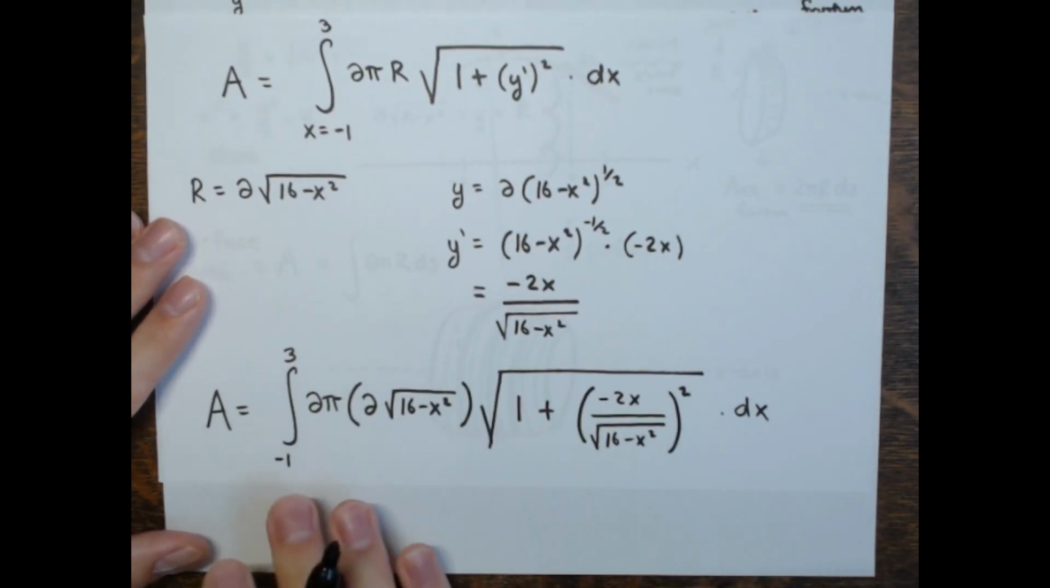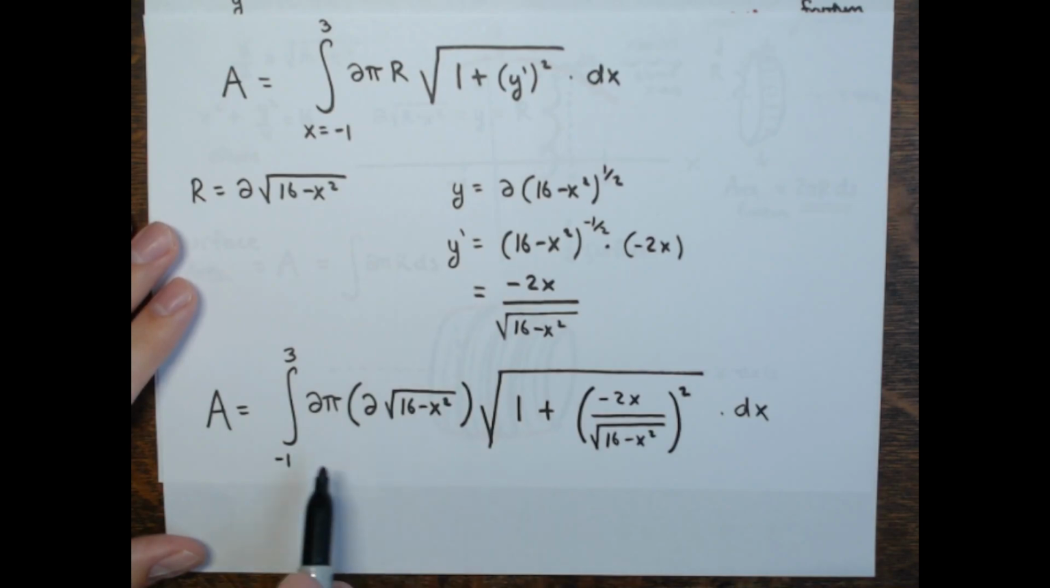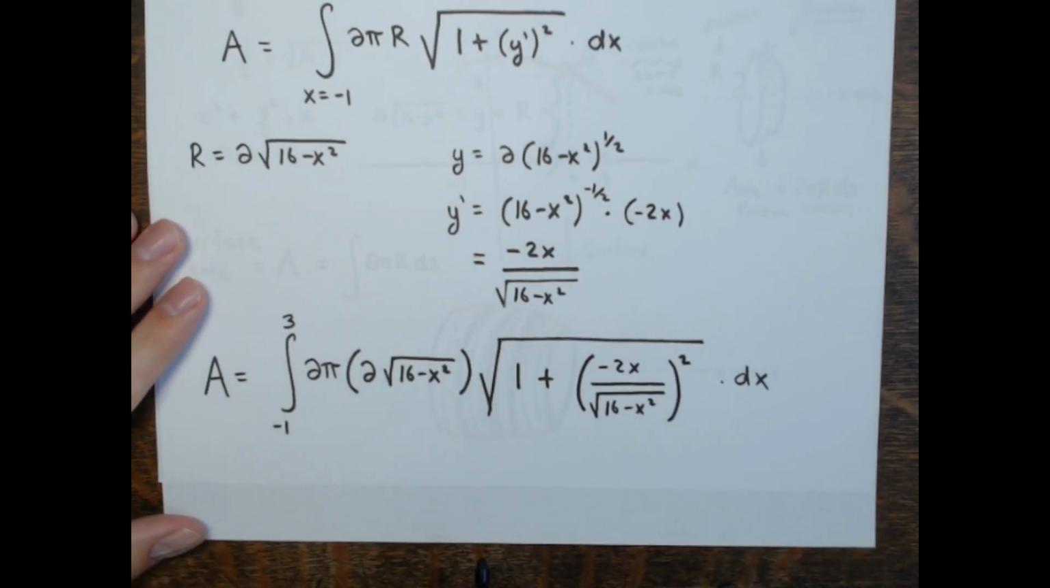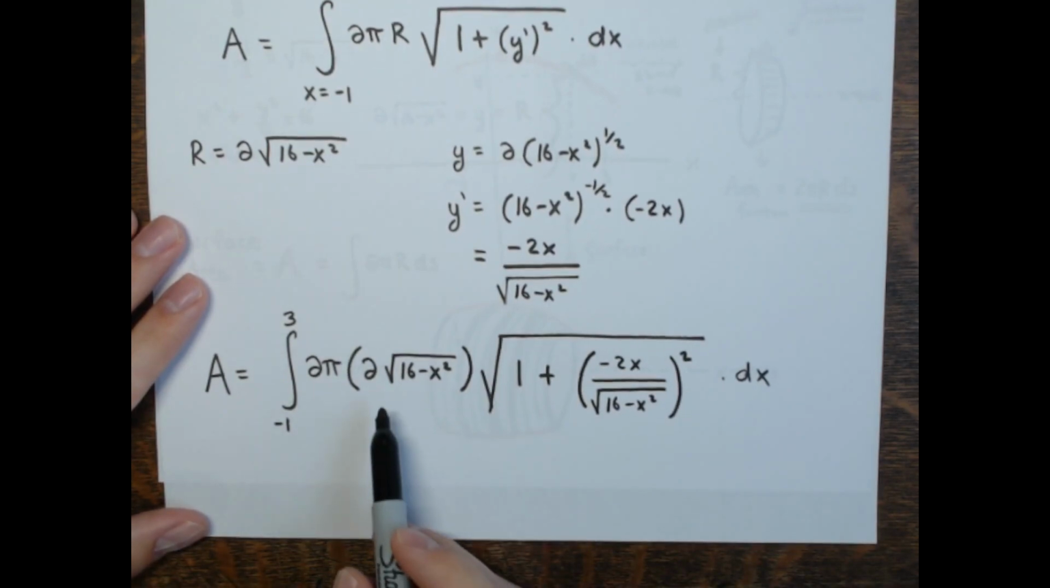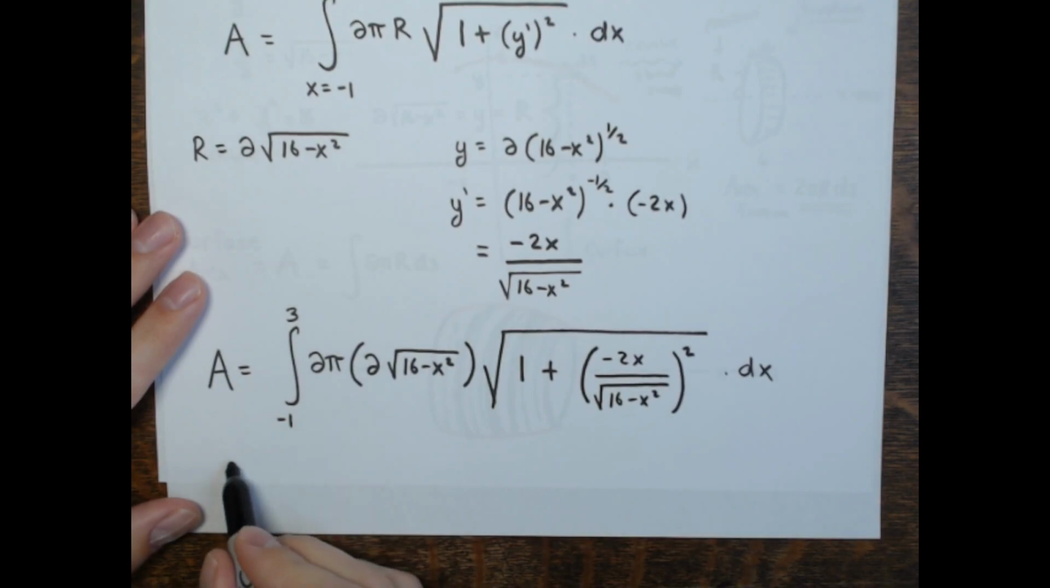Now, honestly, they only want the thing rounded to 4 decimal places. They don't ask for an exact value. So I could seriously just enter this into my calculator and have it round to 4 decimal places. But I'm going to simplify this a little bit. So 2 pi times 2 is 4 pi. I'm going to pull that out.